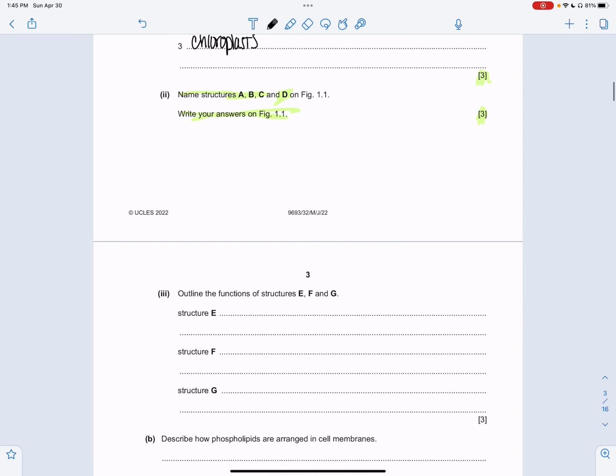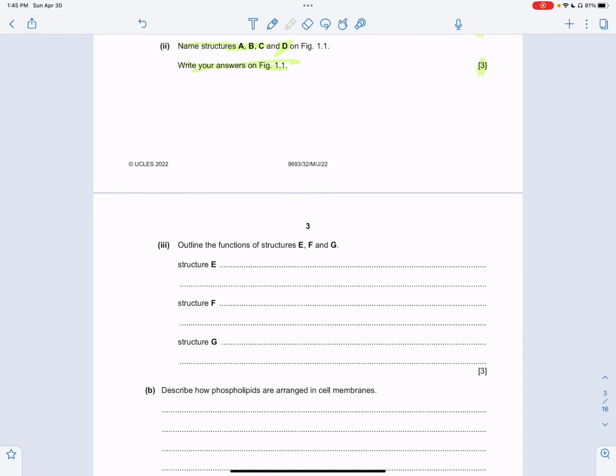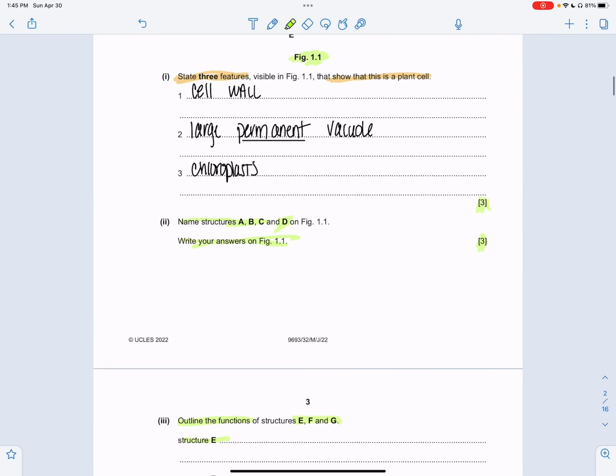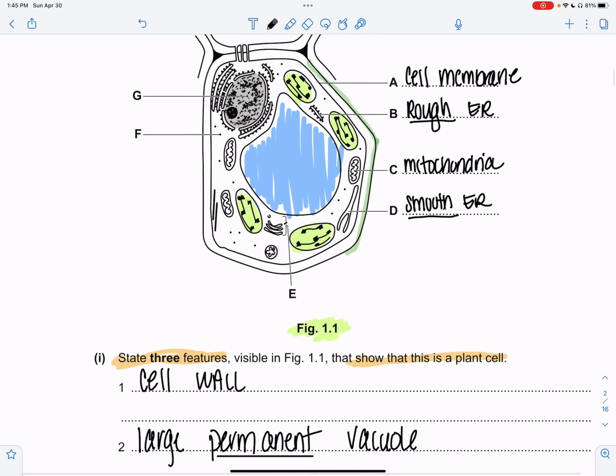All right, the next question: outline. Outline is just like a short description. Outline the functions of structures E, F, and G, 3 marks. First I'll label them. E is pointing to the Golgi body, or you could say Golgi apparatus. It looks like pancakes folded on themselves, or like a Wi-Fi signal. F, just those dots, those are ribosomes. And G is pointing to the nucleus.